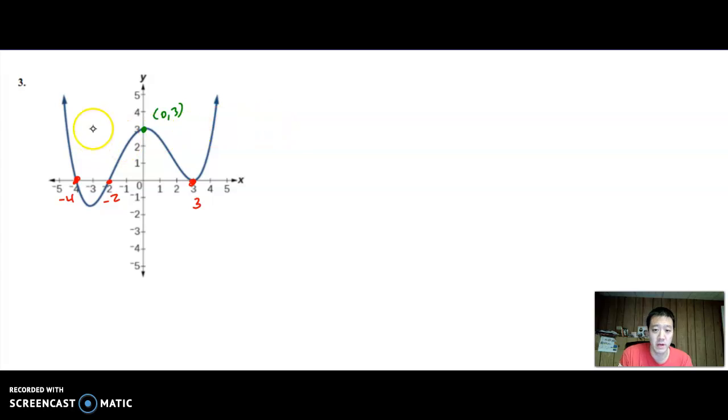Okay, so going backwards, when you're given the graph and you're writing the polynomial equation. I started by labeling some x-intercepts here, and I know the y-intercept is at 0, 3. So for -4, I know that that comes from x plus 4. At -2, that comes from x plus 2. And at 3, that comes from x minus 3. And so I'm going to start by writing f of x is equal to x plus 4, x plus 2, and x minus 3.